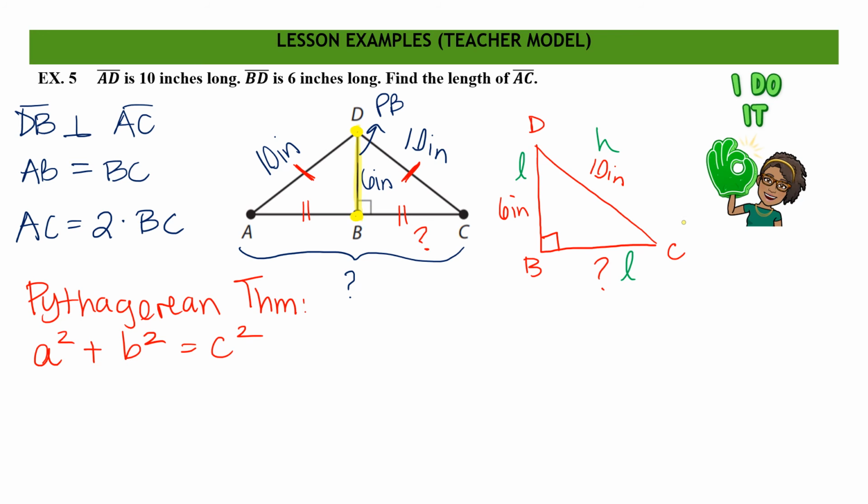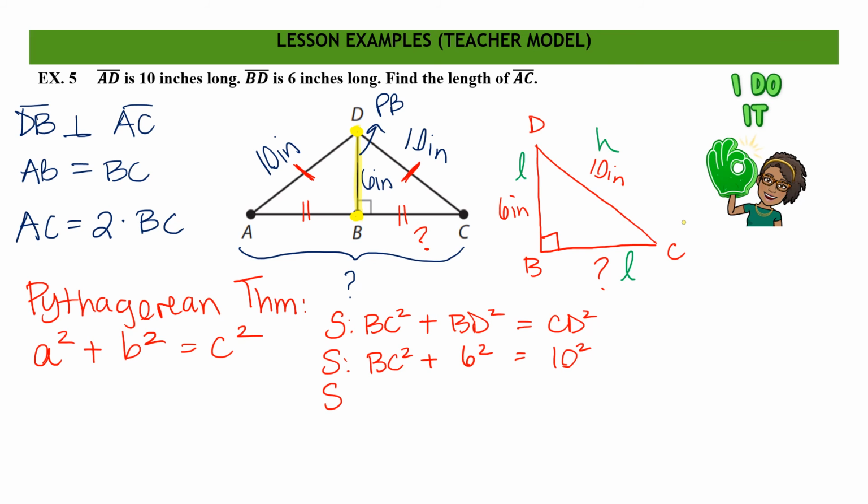So if we wanted to set this up using the Pythagorean theorem, we can say that we have BC squared, which is one of my legs, plus BD squared, my other leg, which is equal to CD squared, which is my hypotenuse. When I start plugging stuff in, I don't know what BC is, so I'm going to keep that as is, BC squared. I do know BD, that's 6, and that's going to be squared. And I know what CD is, that's 10 squared. And now we just solve.